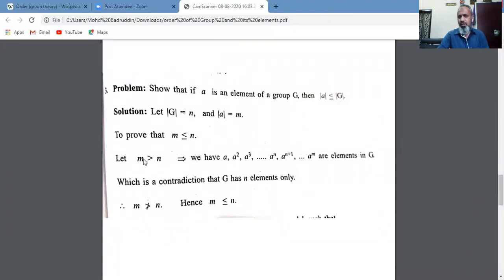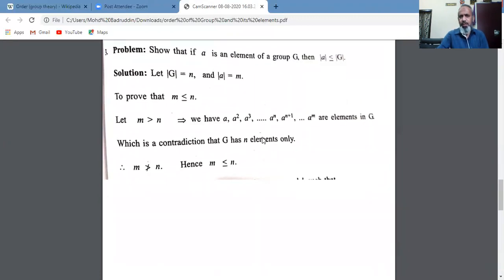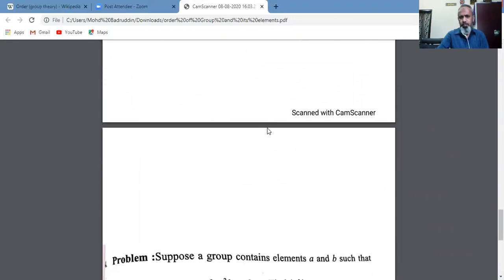So our assumption is wrong. So m is greater than n is wrong. If m is greater than n is wrong, it means m is not greater than n. It implies that m should be less than or equal to n. So this is the proof. The order of an element of a group should not exceed the order of the group. It should be less than or equal to the order of the group.